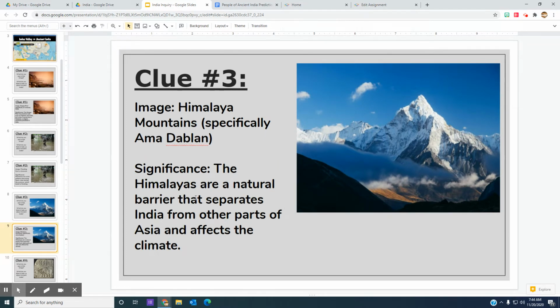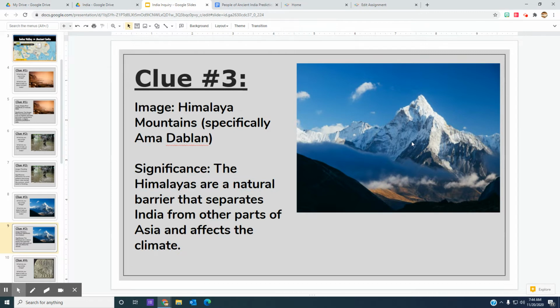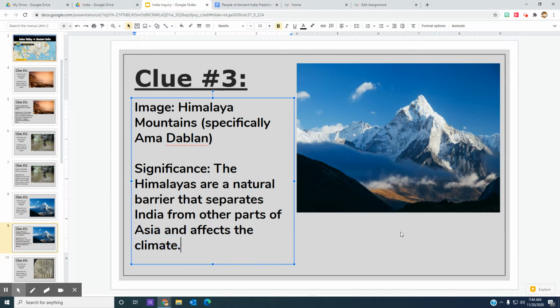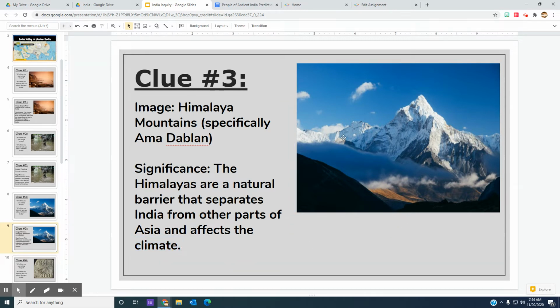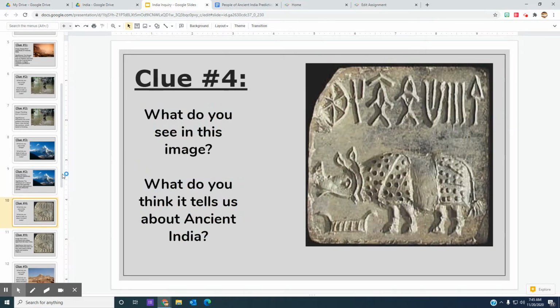The Himalayas are a natural barrier that separates India from other parts of Asia and affects the climate. Remember, natural barriers like mountain ranges can protect civilizations from their enemies. Also, mountain ranges can affect the climate by adding colder weather and snow because it's a higher elevation, as well as more water from flooding and springs of fresh water from the mountain.